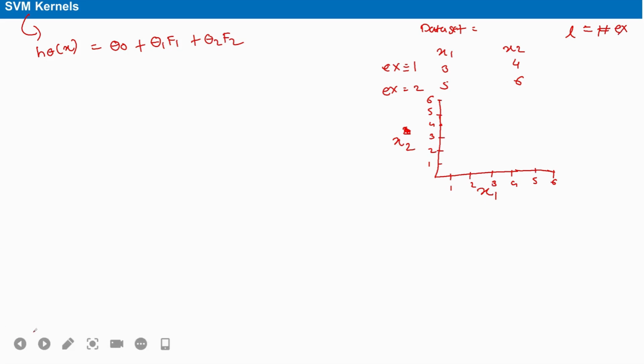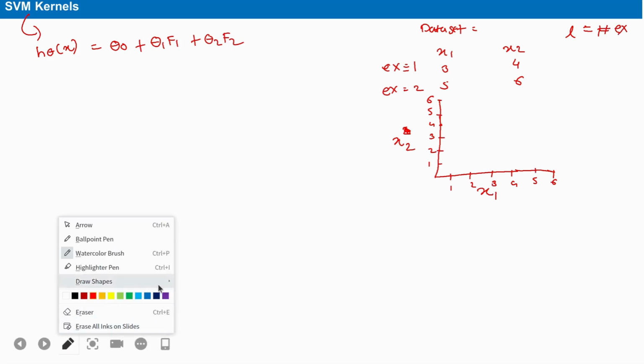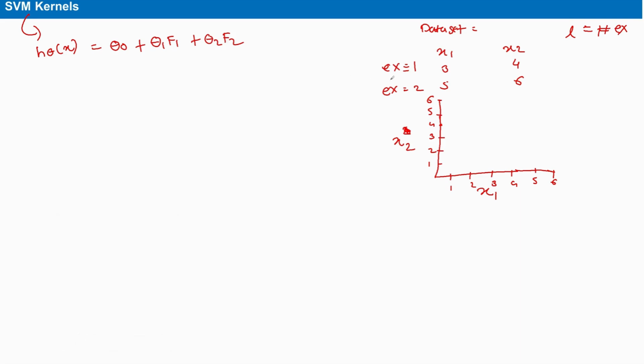How will it create them? For example one, it will create the landmark like this. The x1 value is 3, so somewhere here it will get. And for example one, the x2 value is 4, so we will get the first landmark here.